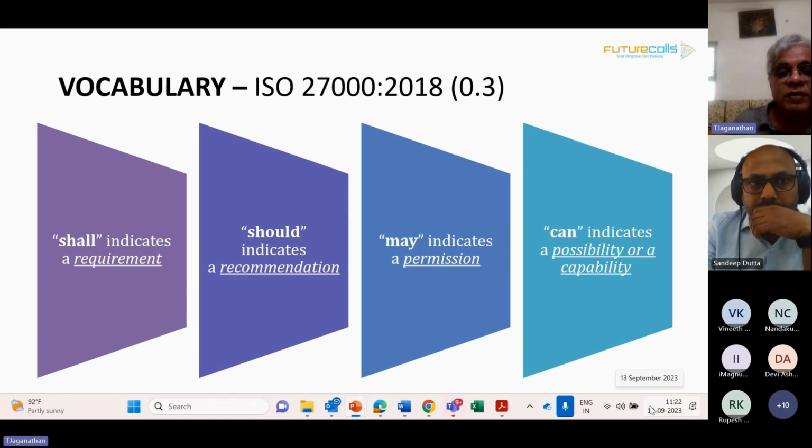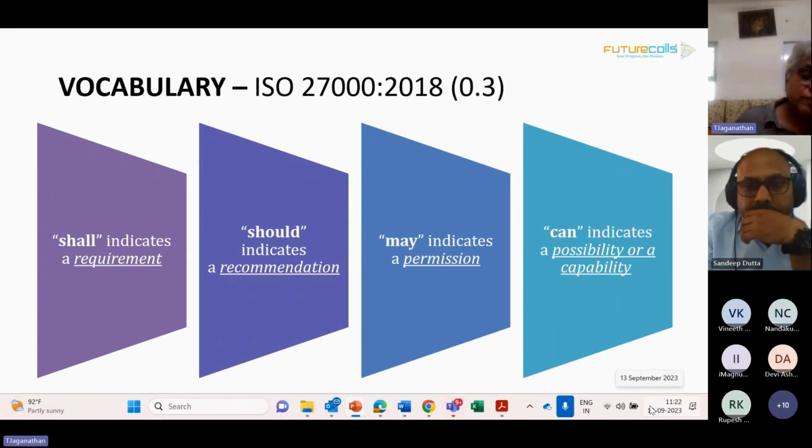Okay, may, you may do this, means it is a permission. It is possible to do that. Can indicates a possibility or a capability. There is a difference between may and can. Can means possibility or a capability.